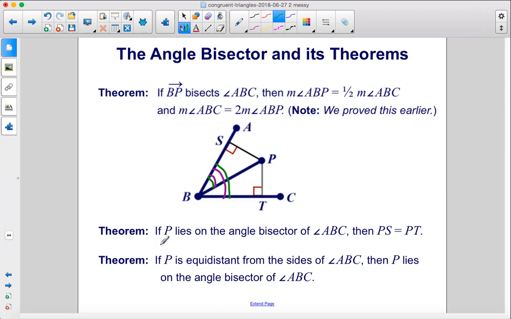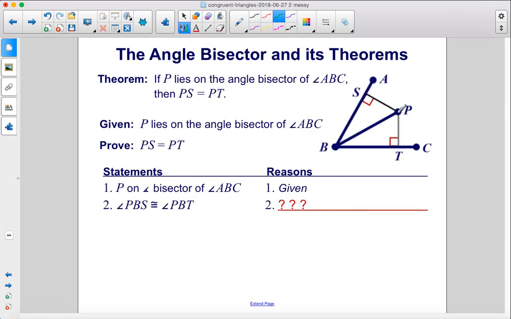Another theorem. If P lies on the angle bisector of angle ABC, then PS, this line here, equals PT, this line here. If P is equidistant from the sides of angle ABC, then P lies on the angle bisector of angle ABC.